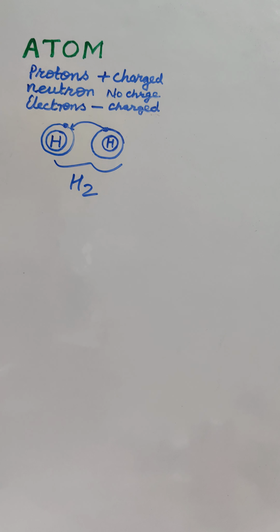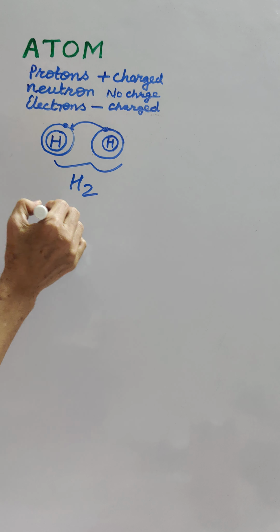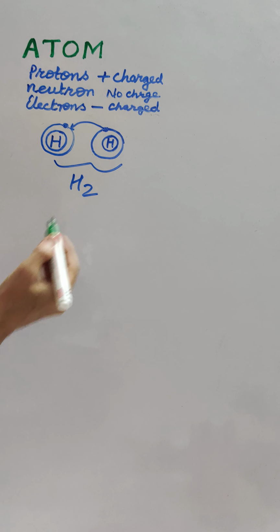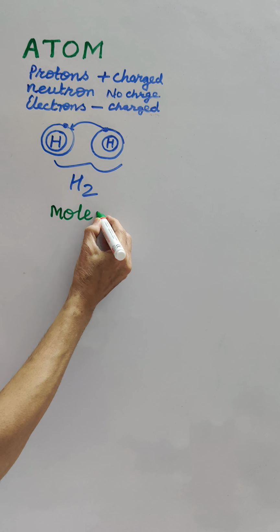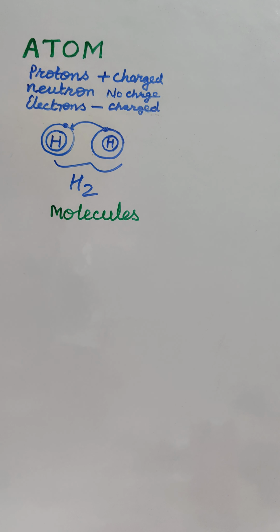Molecules are formed when two or more atoms join together forming a covalent bond. Molecule is a group of atoms.